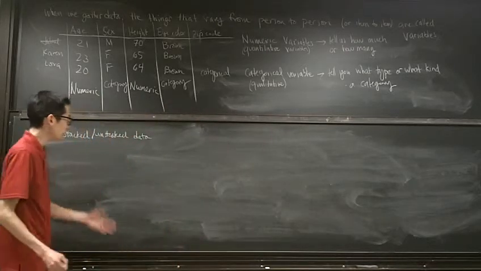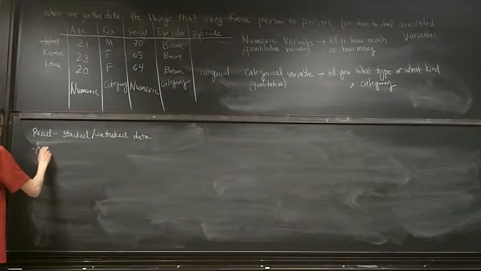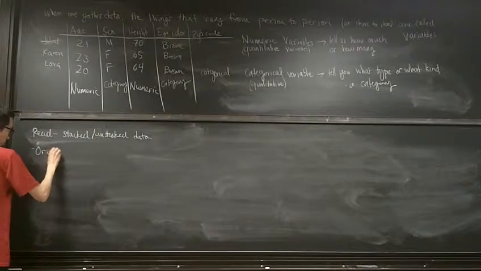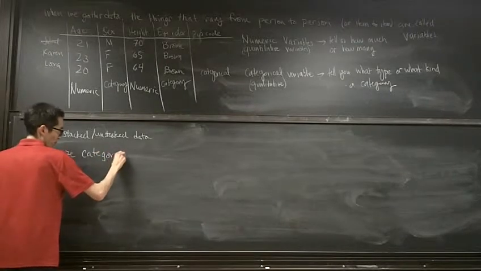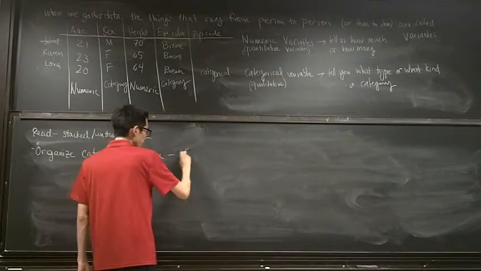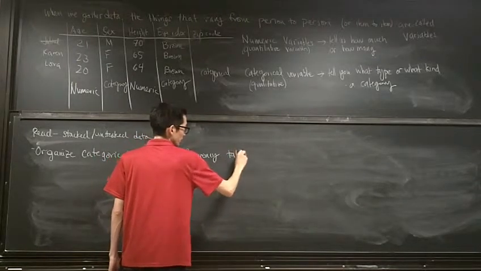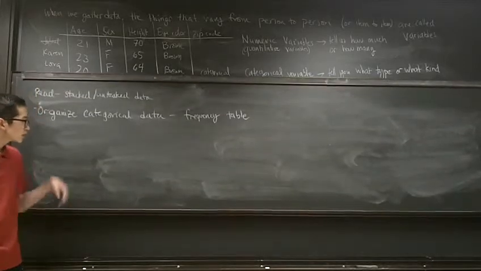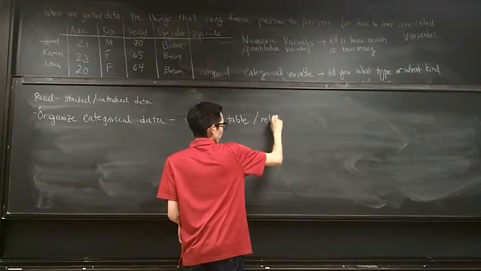All right, when we're looking at categorical data, we can organize categorical data with what we call a frequency table. And we can expand the frequency table into a relative frequency table.